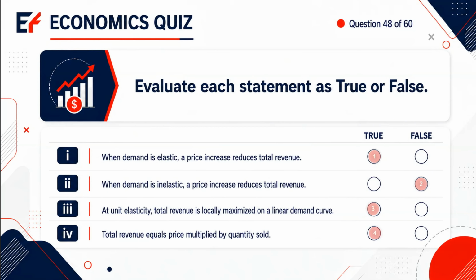Let's connect elasticity directly to revenue. When demand is elastic, quantity demanded falls proportionately more than price rises, so total revenue decreases. When demand is inelastic, the quantity fall is proportionately smaller than the price rise, so total revenue increases instead of falling. At unit elasticity on a linear demand curve, the price and quantity effects balance, and total revenue reaches its local maximum. Total revenue is simply calculated as price multiplied by quantity sold. The key rule is that elasticity tells us how a price change affects total revenue.